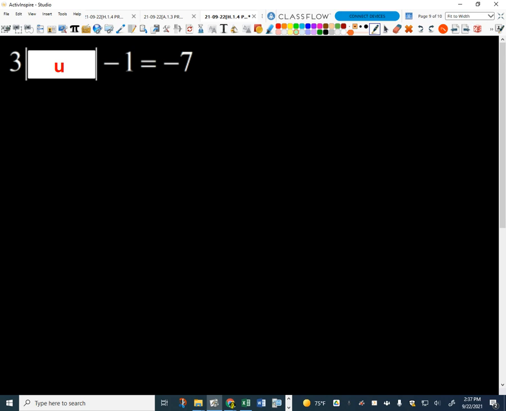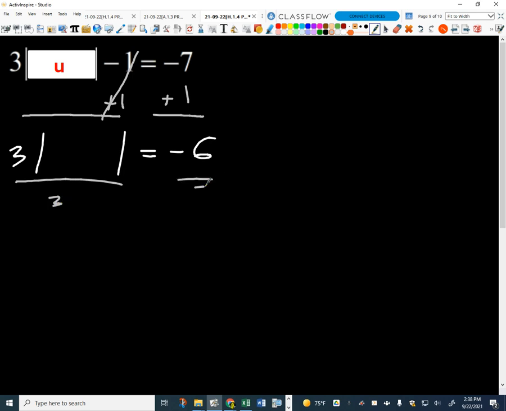How about this one? Steps to get the absolute value by itself. Add 1 and then divide by 3. Okay, good. I like it. So those guys cancel. I get 3 times my absolute value equals negative 6. I divide through both sides by 3.